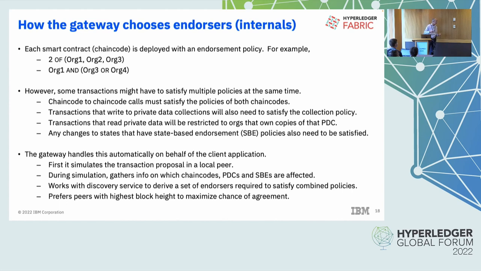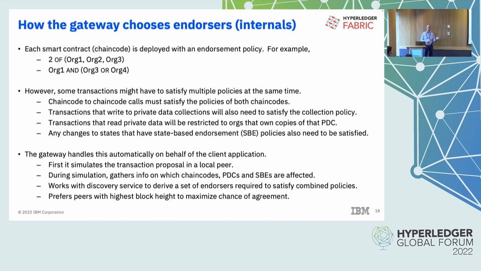But it gets more complicated when we're dealing with private data collections and multiple chaincodes. For example, a transaction proposal might have to satisfy multiple endorsement policies at the same time. So if we're doing chaincode to chaincode, and one chaincode is deployed using the first policy and the other one with the second one, both of those have to be satisfied at the same time. The only way to satisfy both is to have org 1 and org 3 sign it. So we're now narrowing down, forming a sort of derived endorsement policy that takes into account both of those.